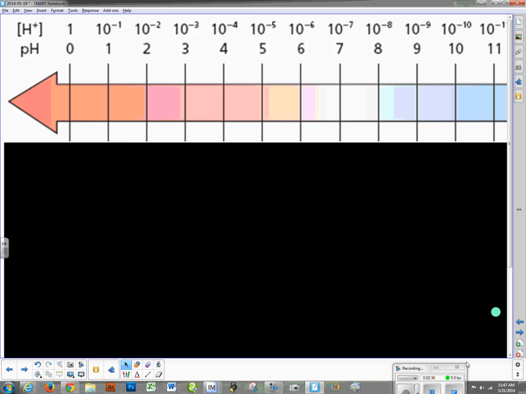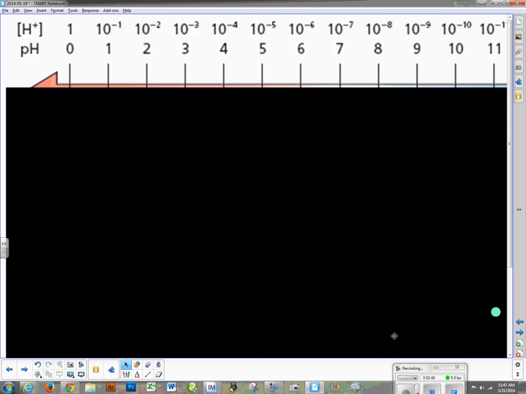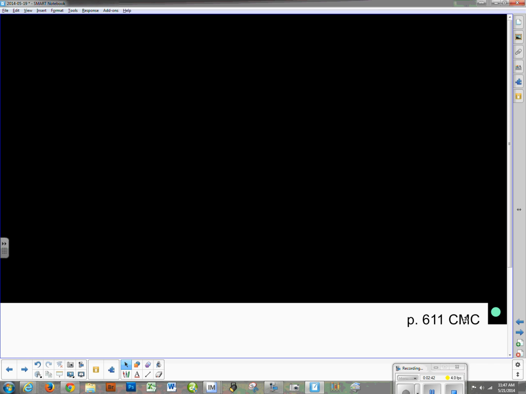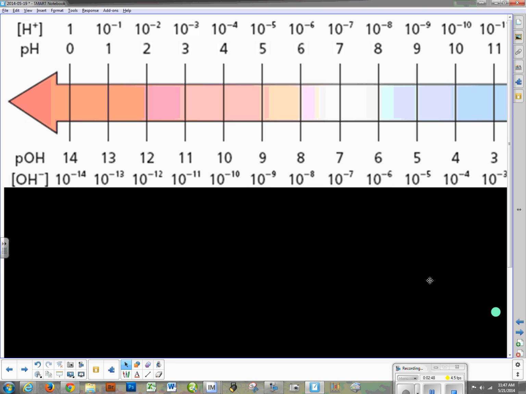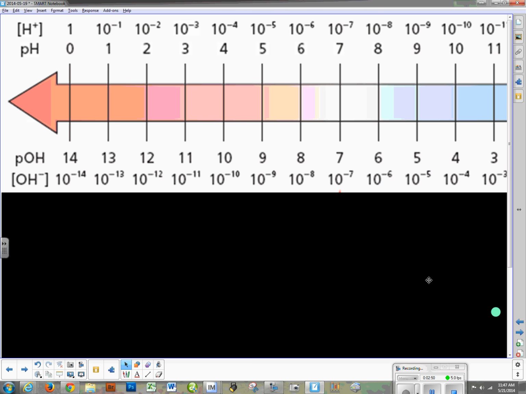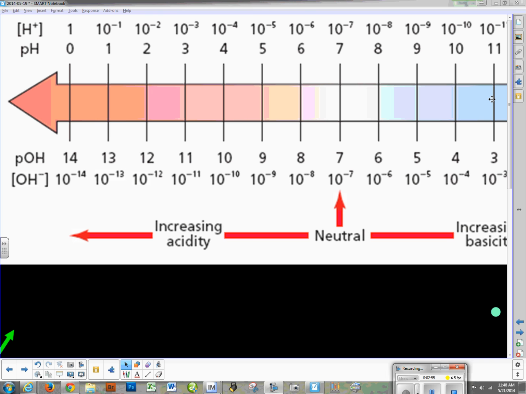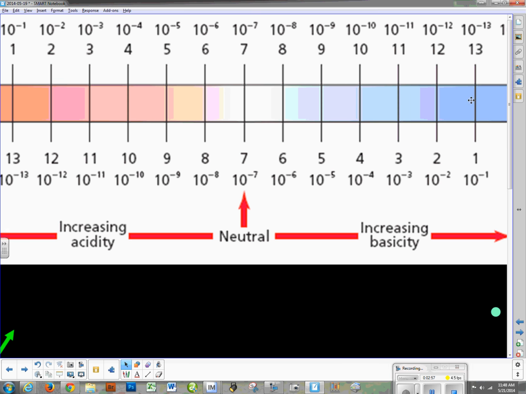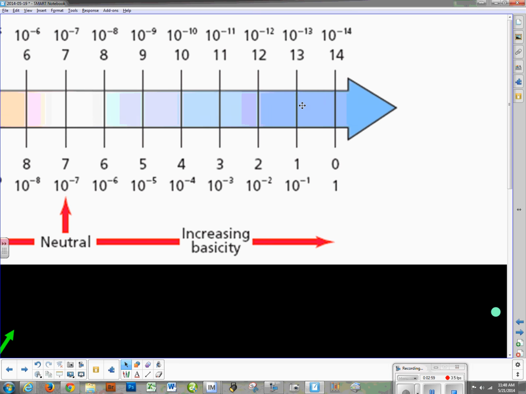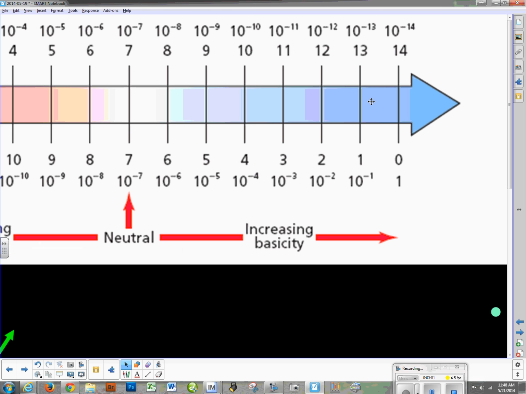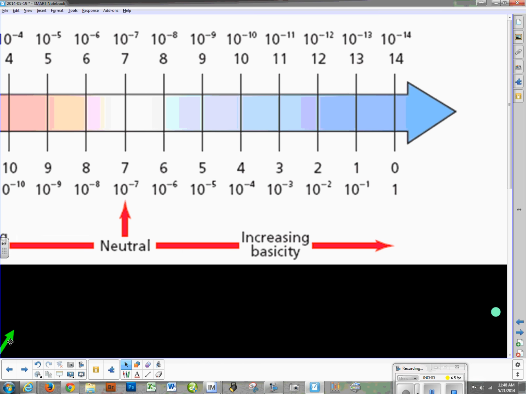We're going to be looking at this chart. This chart actually comes from your textbook, page 611, and it is just a marvelous little chart to get you oriented. So let's move it across, and you can see that it covers the whole range of pH, or most of it anyway. pH is of course the top numbers.